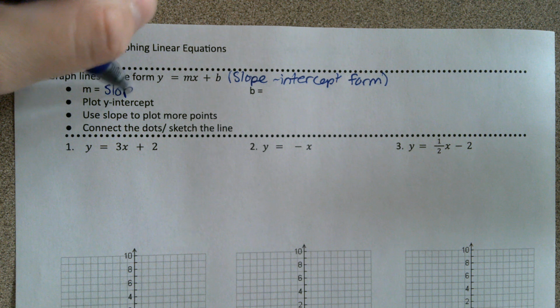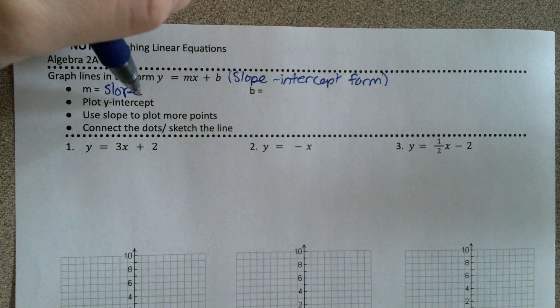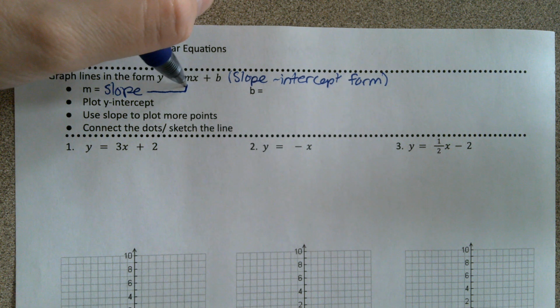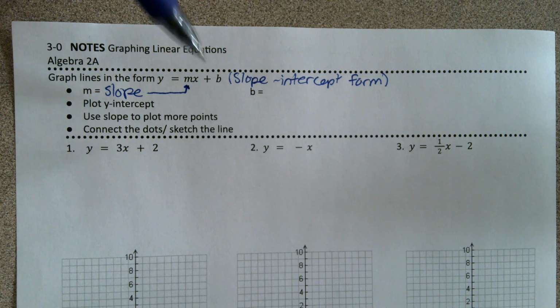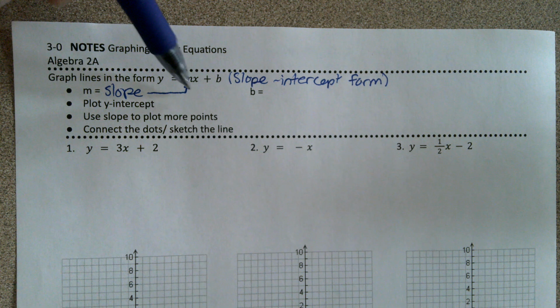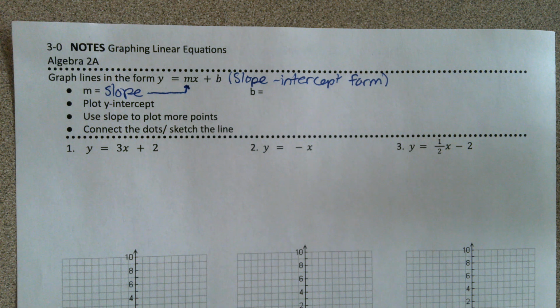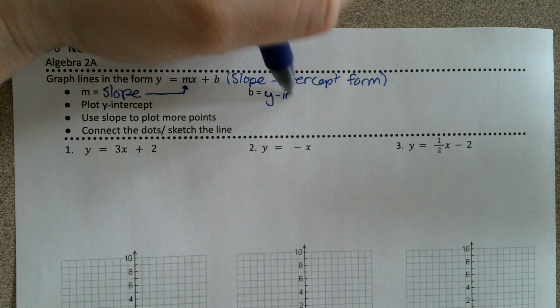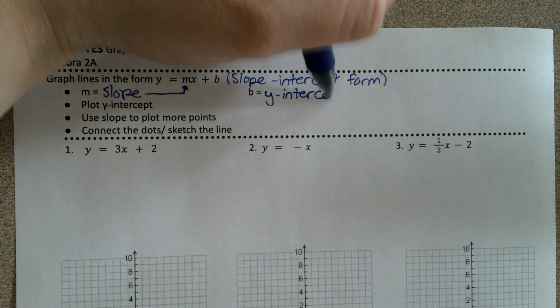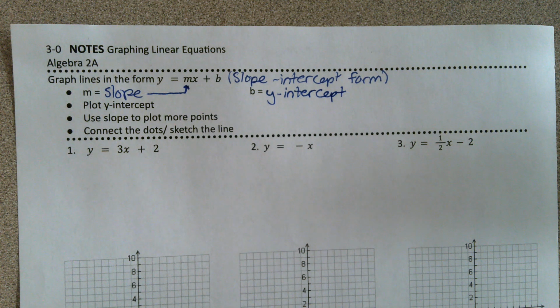Where m equals slope. And slope is the letter in front of x. So specifically, when we ask for a slope, we're just going to say that number. So if m is 4, that means your slope is 4, not 4x. And then b is your y-intercept. Reminder, the y-intercept is where the graph crosses the y-axis.